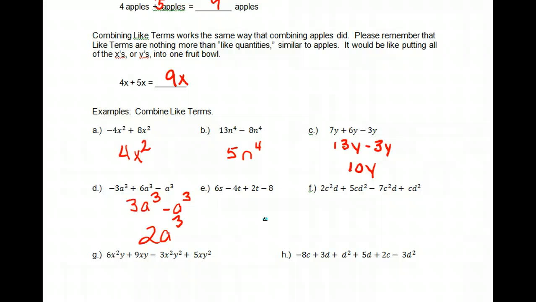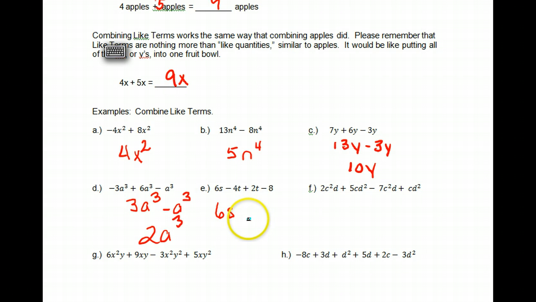Okay, at this point you should have solved letter E, and when you did, you should have seen that you only have one term that contains an S. Since you only had one term that contains an S, it cannot be simplified with anything else, so we're simply going to bring it down.